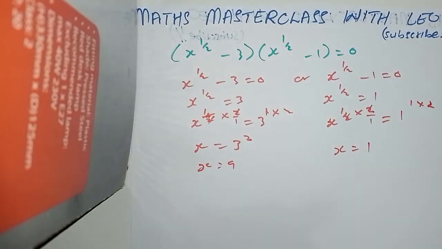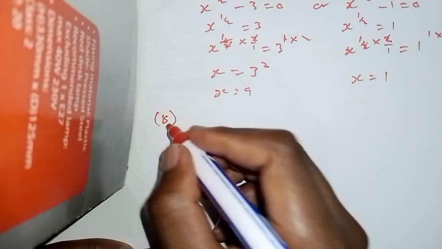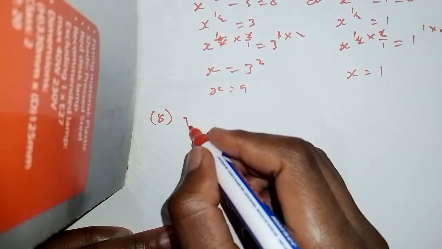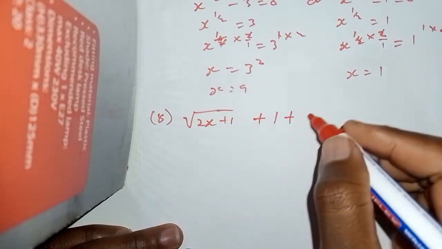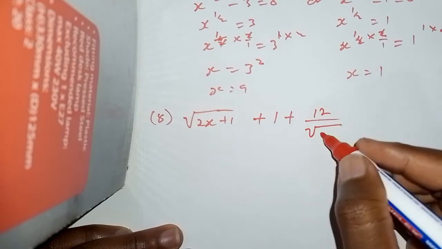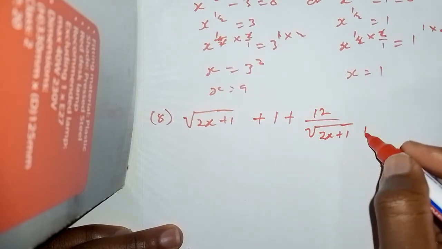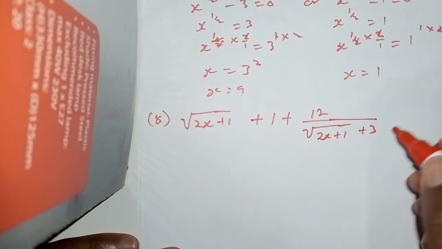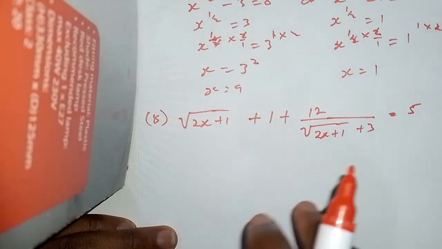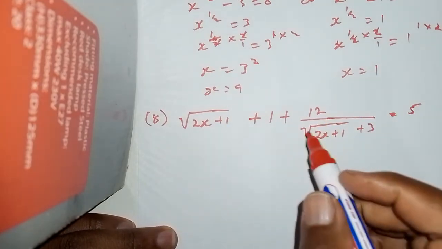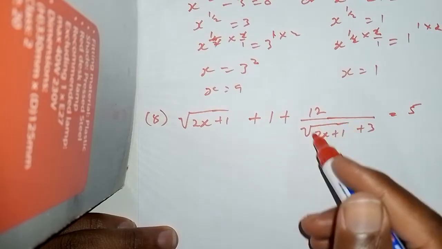Right? There. Then let's move to a little complicated one, which is the last one for the day. It's number 8. You have square root of 2x plus 1, plus 12, all over square root of 2x plus 1 plus 3. This is equal to 5, right? What I need to do is solve for x. But I see that I have this that is common to that.